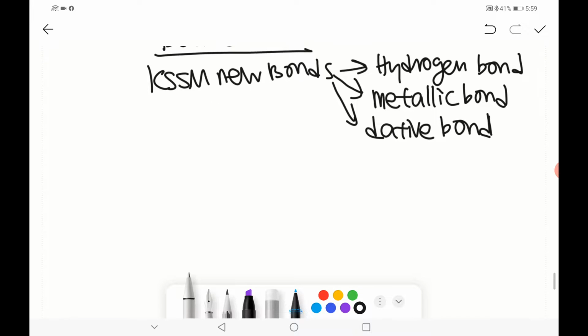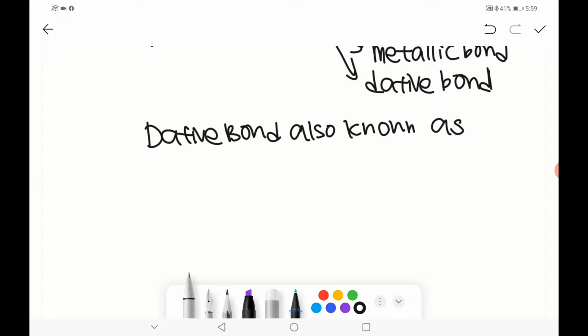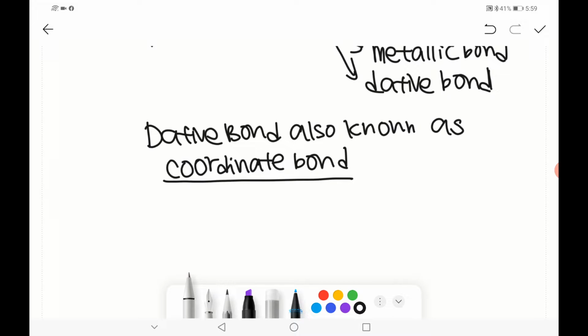Now, you have to know dative bond is actually also known as coordinate bond. So next time whenever you see the word coordinate bond, it is actually the same meaning as dative bond. They are exactly the same thing. They just use different names, but they refer to the same thing.